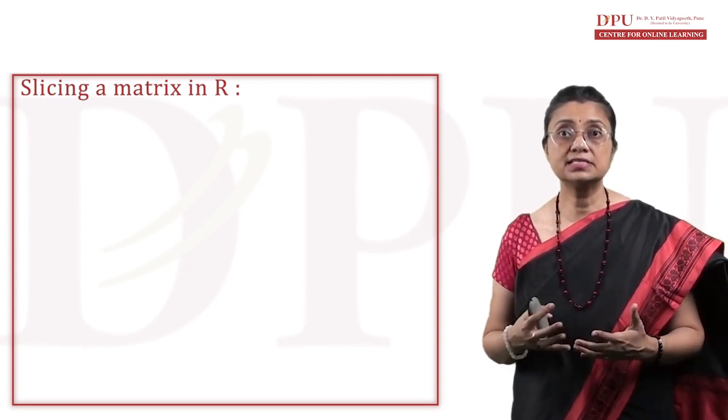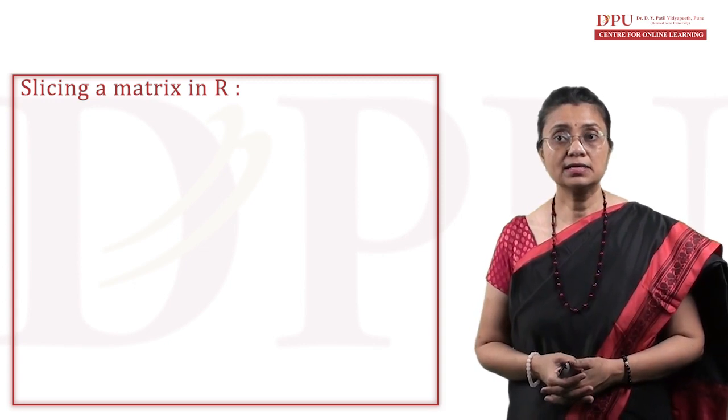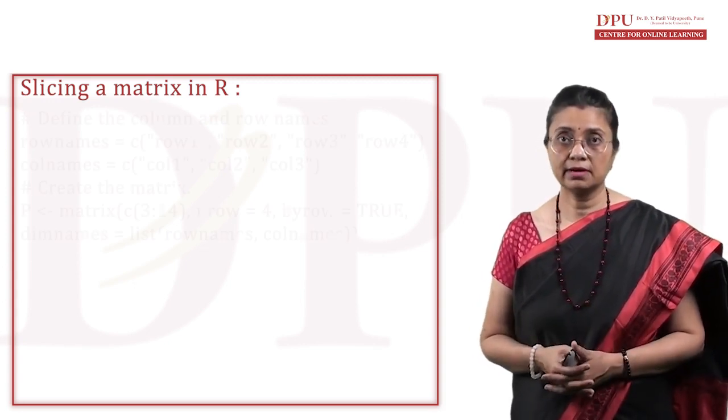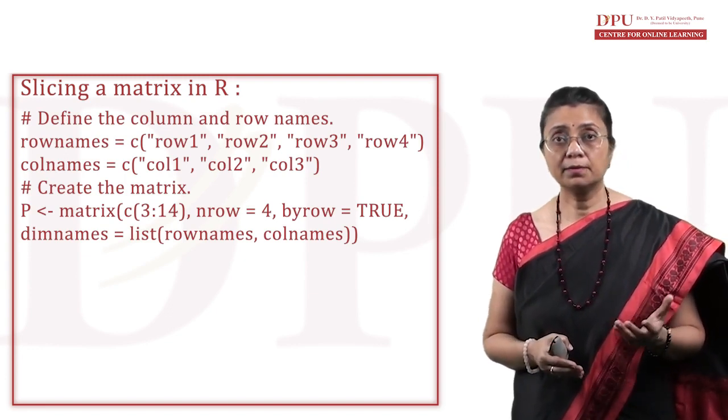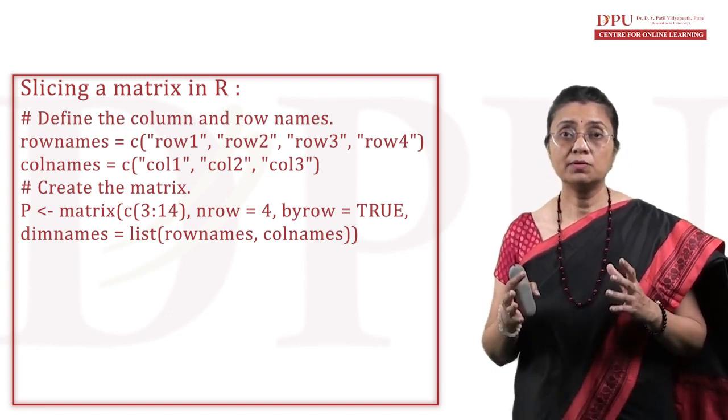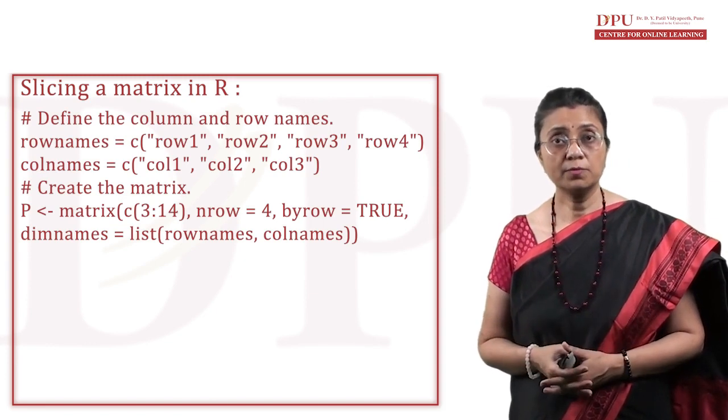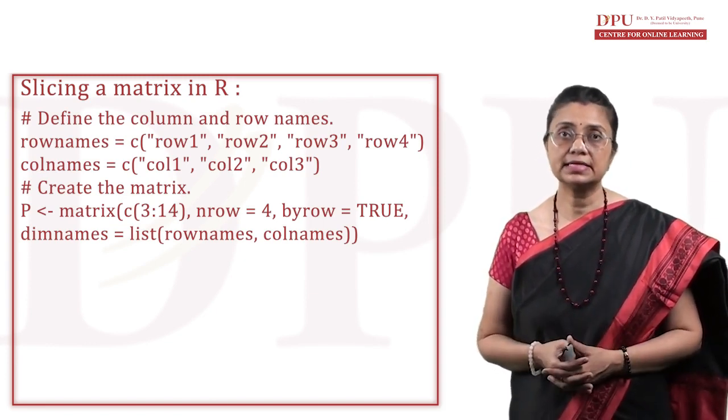Now we will see slicing a matrix in R. You will ask, what is slicing of a matrix in R? Basically, slicing means that suppose I want to take a particular section of data, or a particular set of data, from the entire matrix, then I call it slicing.